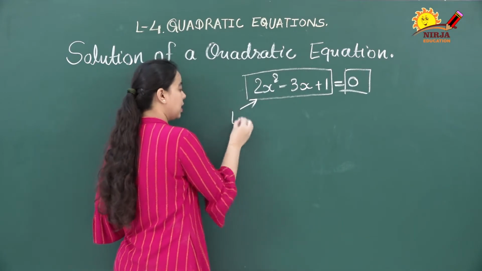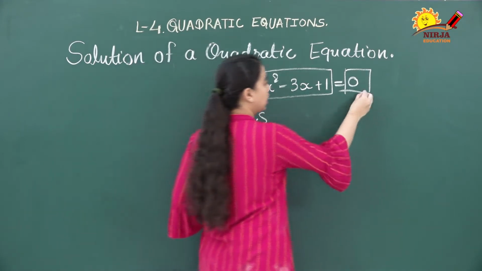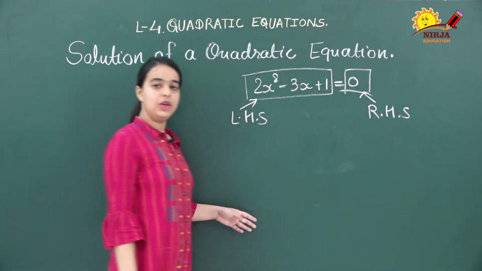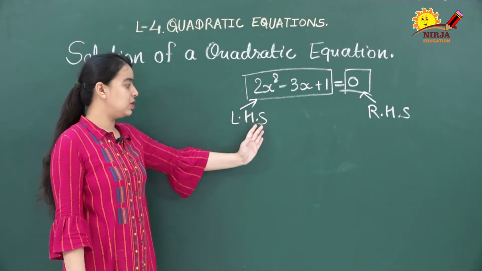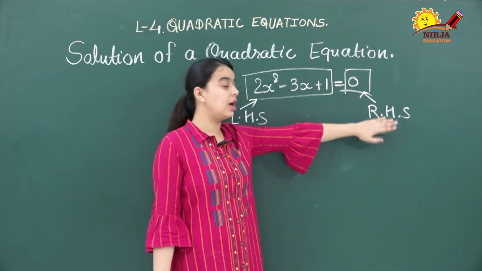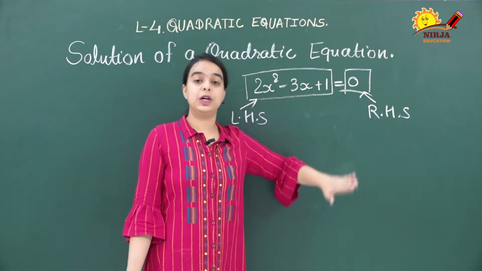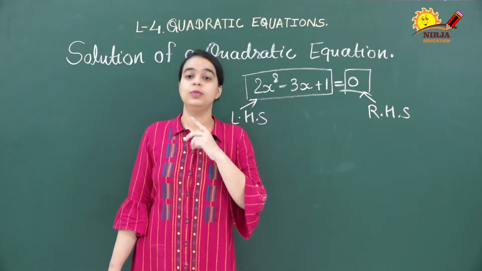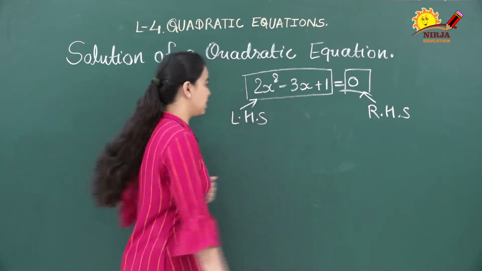That means LHS and RHS. So, if I solve this LHS and I get the answer as RHS, that means that particular value is a solution of the given quadratic equation. Not understood? Let's see by example.